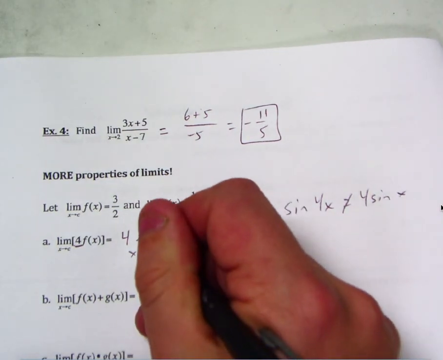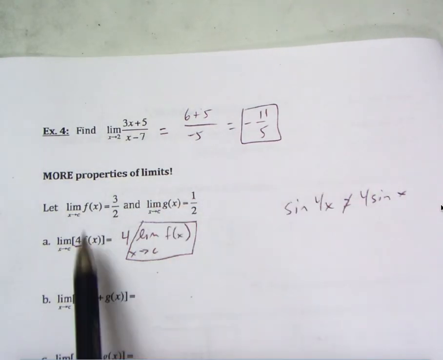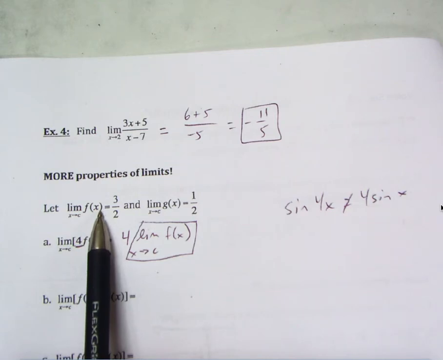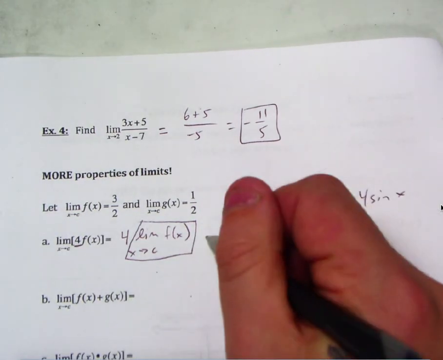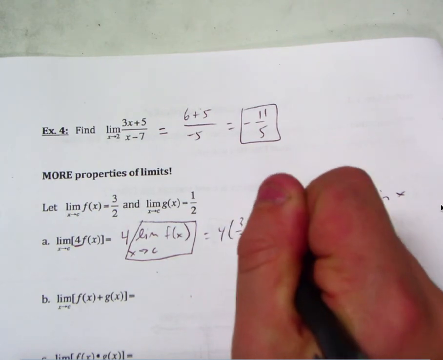What that lets you do now, we know what this is. They gave us this here. The limit of f as x approaches c equals 3/2. And that's what this is saying. So this is 4 times 3/2, which is 6.